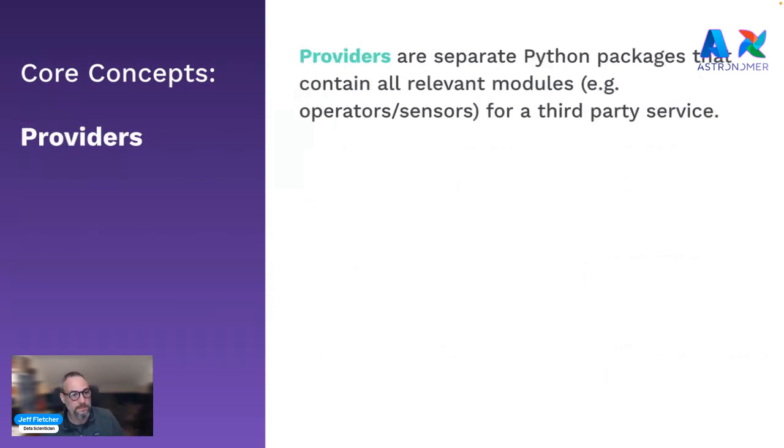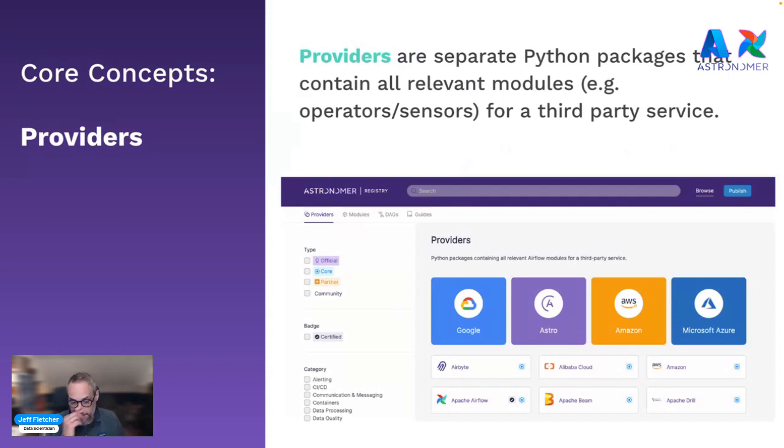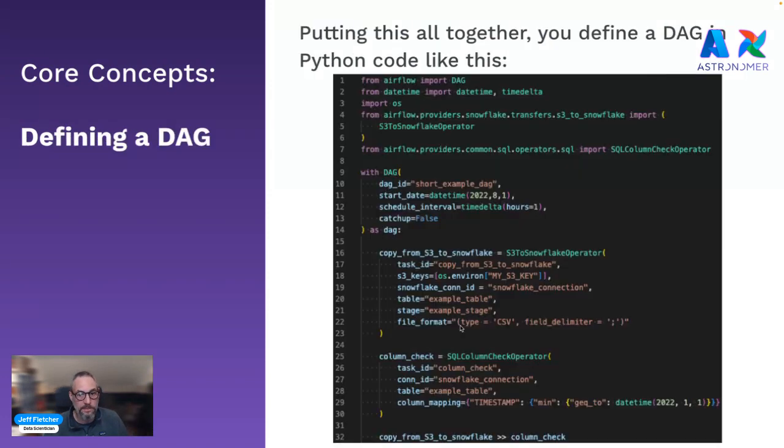Then we have providers, and providers are collections of operators as well as the other bits and pieces that hang on to it. So you also have sensors, and you have hooks, and you have a few other bits and pieces that are useful, but a provider is a mechanism, or it's actually a Python package usually, that wraps up a series of operators and some other utilities focused on something specific. So you can see here, we've got some for Google, some for Amazon, some for Microsoft Azure, some for Astronomer, and they are collections of providers that include these different operators.